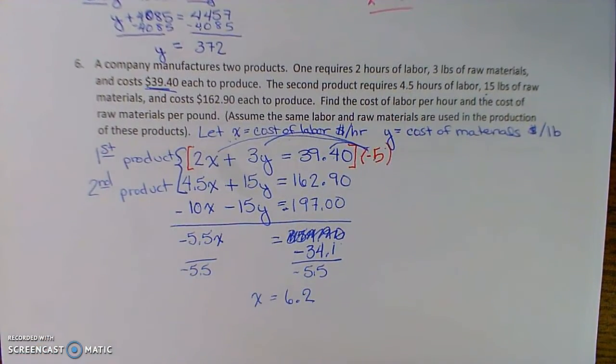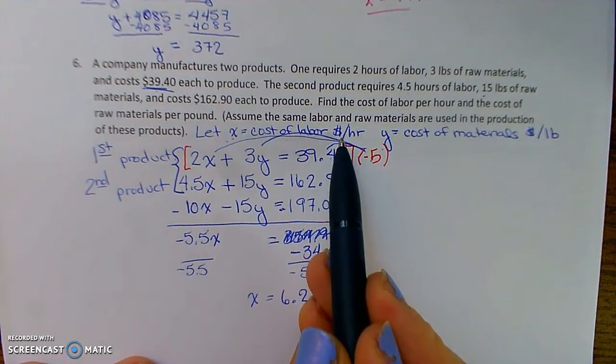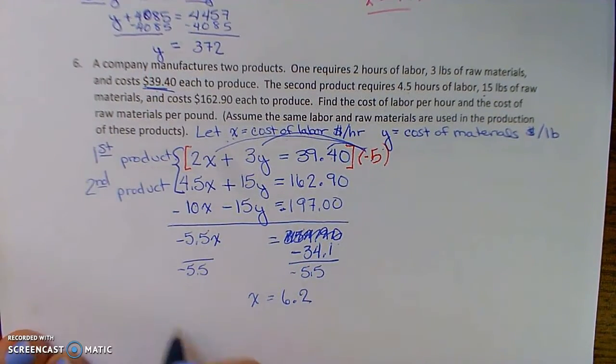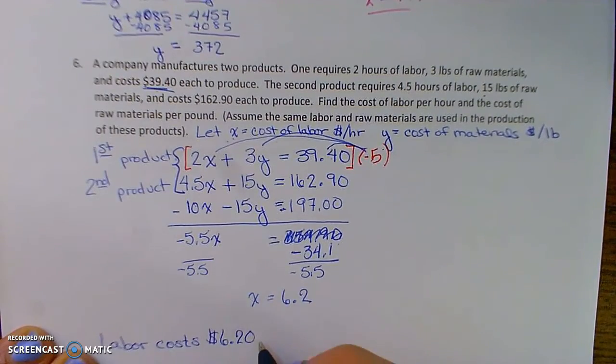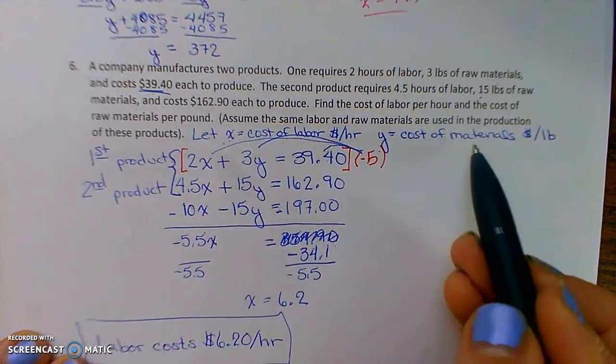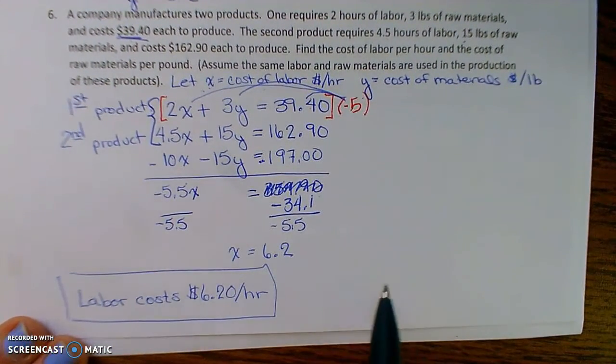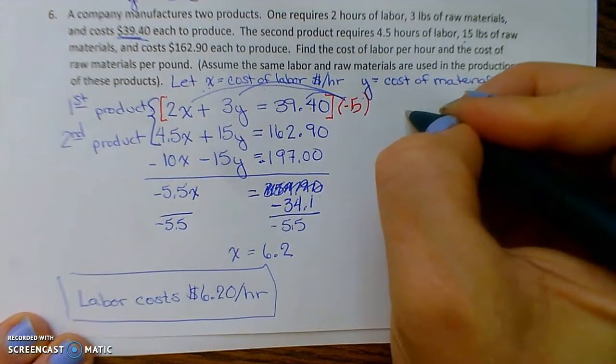All right, so now let's make sure we know what we're doing. Go back here. X is the cost of labor in dollars per hour. So now I know that the labor costs $6.20 per hour. And I need to make sure I know how much the materials cost in dollars per pound. So let's go back through and solve for Y. It doesn't matter which equation you use. I might use this first one.